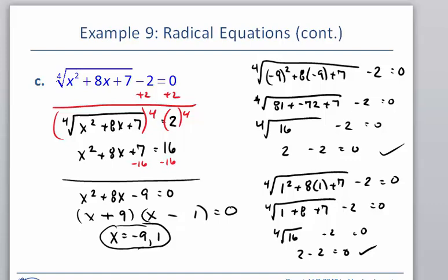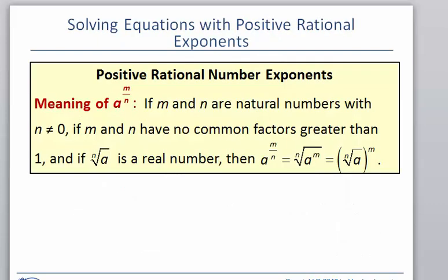Okay, so the other type of radical equation that we're going to deal with is a problem where we have an exponent that is a rational number. So our rule, or our definition, says that if we have a to the m over n, where m and n are natural numbers with n not equal to 0, then we can rewrite this, and we've talked a little bit about this already. A to the m over n is the same thing as the nth root of a to the m, which is the same thing as the nth root of a raised to the m power.